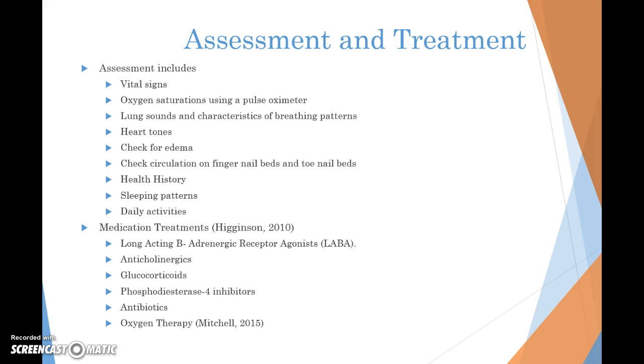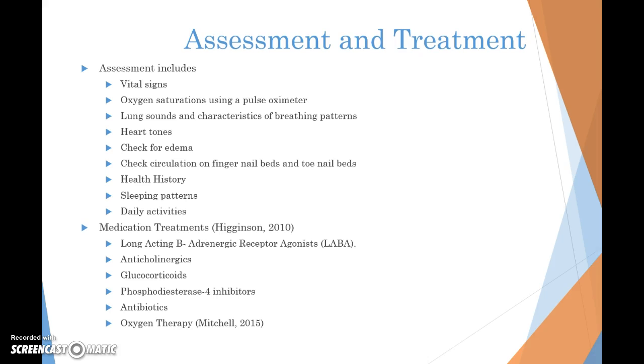Some of the treatments for COPD, the medication treatments, are long-acting beta adrenergic receptor agonists. They reduce hyperinflation and increase peak expiratory flow, allowing for an effective cough. Anticholinergics help mucus clearance by increasing luminal diameter and decreasing mucus secretion. Glucocorticoids help reduce inflammation and mucus production. Inhaled corticosteroids reduce the frequency of an exacerbation.